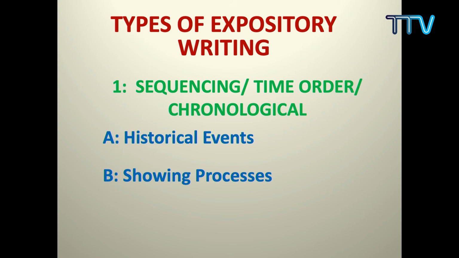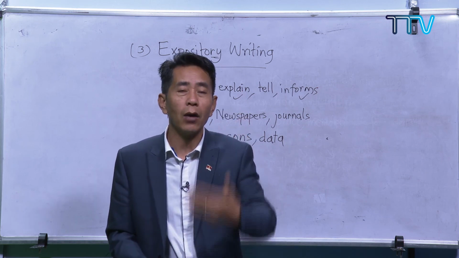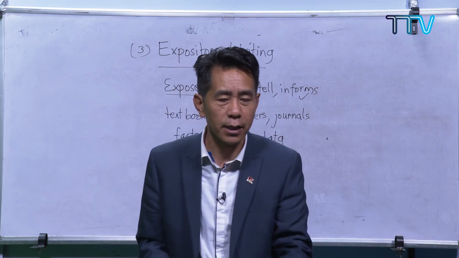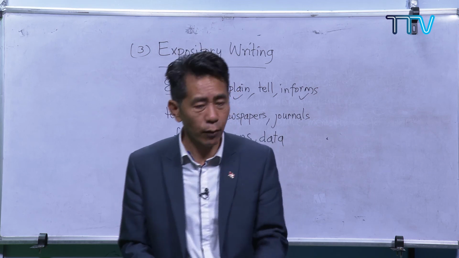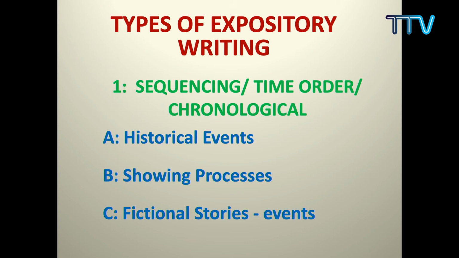You make momos, you look at the recipes. They will teach you how to cook a particular dish, and you have to follow all these things in sequence properly. And the last one is when we recollect some events from a story: in the beginning what happened, in the middle what happened, and finally what happened. We see this in fictional stories. So here we also use the chronological or sequencing type of writing.